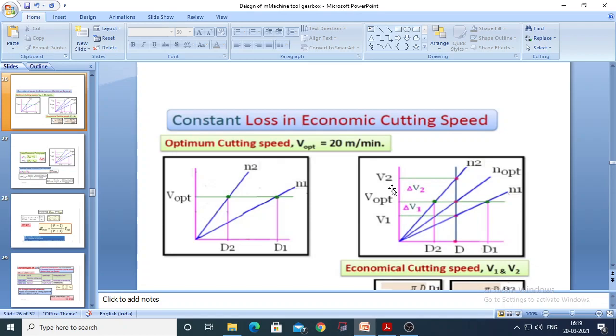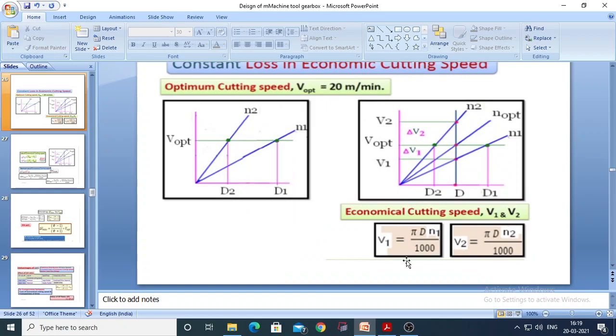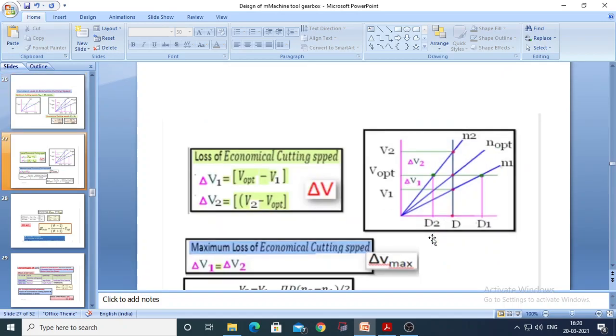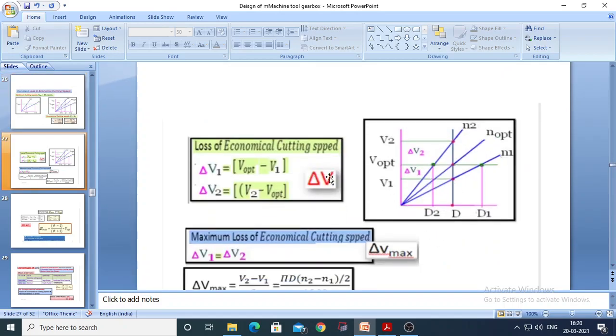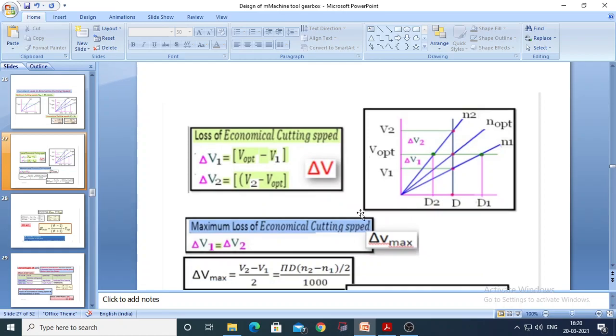Then what are V1 and V2? V1 is equal to pi d n1 divided by 1000, and V2 is equal to pi d n2 divided by 1000. V1 and V2 are the economical cutting speeds. Then the loss of economical cutting speed is nothing but the difference between the actual cutting speed and the optimum cutting speed.